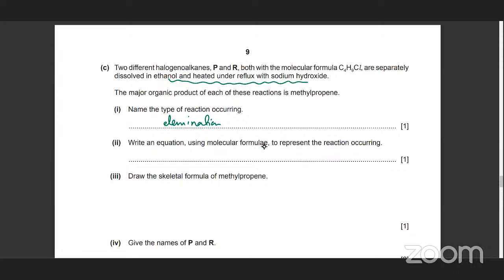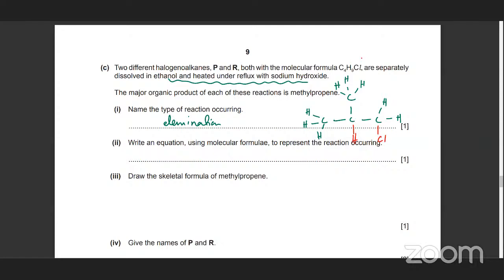Let me draw methyl propene. Methyl propene is propene with a methyl group over here, and there's a double bond. And this will have three H's. All of this would be hydrogens. Now, before elimination happened, this was a halogenoalkane, which means that the double bond wasn't there. And instead of the double bond, there were probably an H and a Cl attached over here.